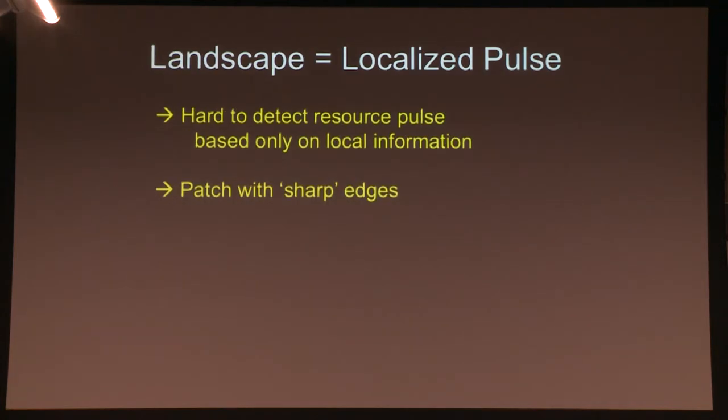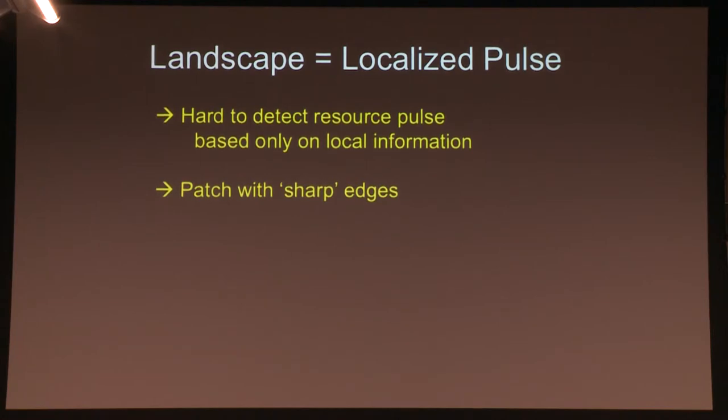But now let's make it a little bit harder to find those pulses. So this is a situation where the resource pulse is not Gaussian anymore. It doesn't have those nice bell-shaped edges on it. Now we're going to talk about patches that are discrete in space, or as close as we can get to them mathematically and still have a nice continuous function. The idea is that you're going to have a patch with sharp edges biologically.